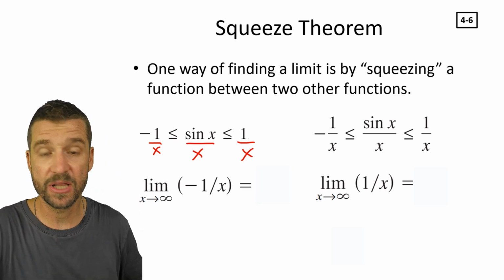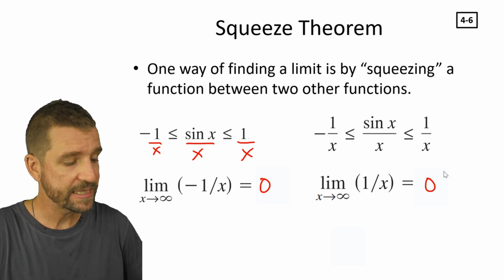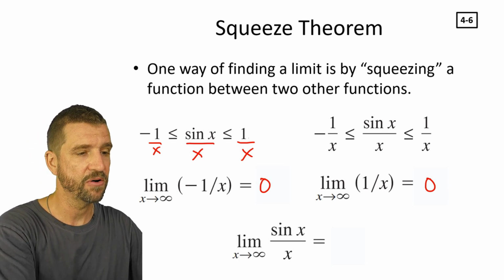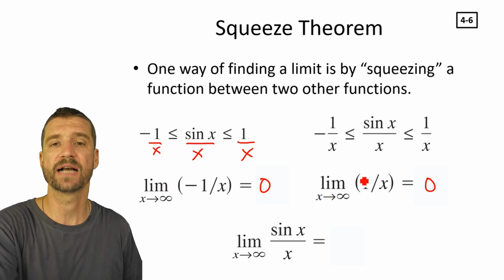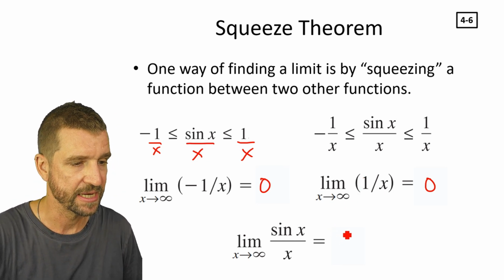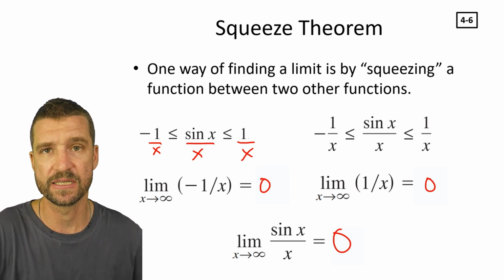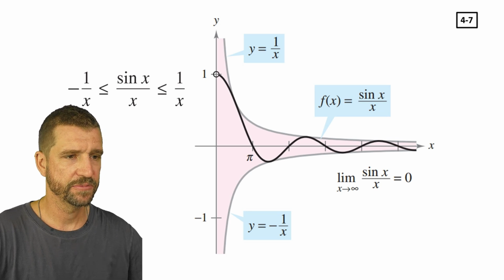All right, so I hope you realized that both of these will be 0, okay? Now, because the limit as x approaches infinity of -1 over x is 0 and 1 over x is 0, then we know sine x over x must also be 0, okay? So that's how you prove that using the squeeze theorem. And there's a picture to make it a little bit clearer.